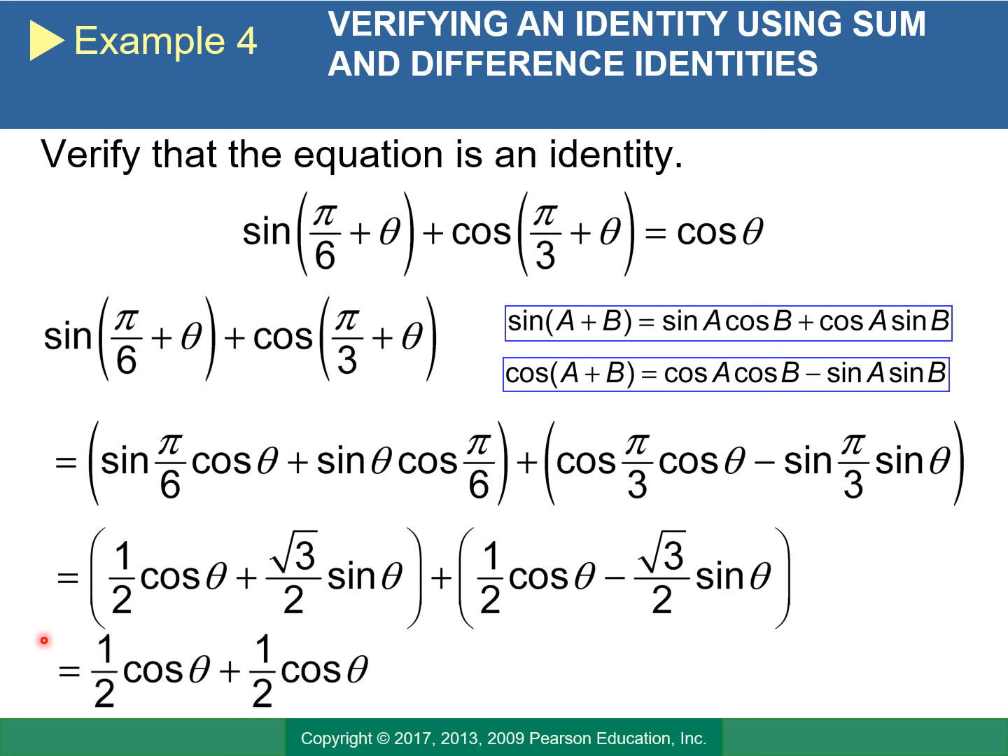So notice what we end up with. We have 1/2 cosine theta plus 1/2 cosine theta, because these two sine values add up to 0. And 1/2 of something plus 1/2 of something, you just get that something. So cosine theta, which was the right side, so we have verified it. And that is the end of this section.